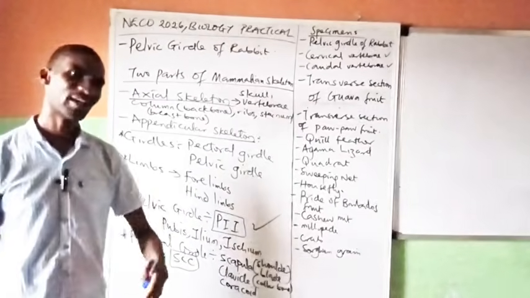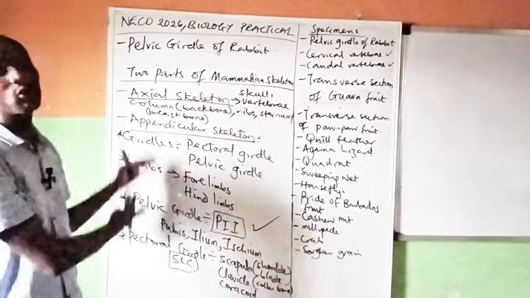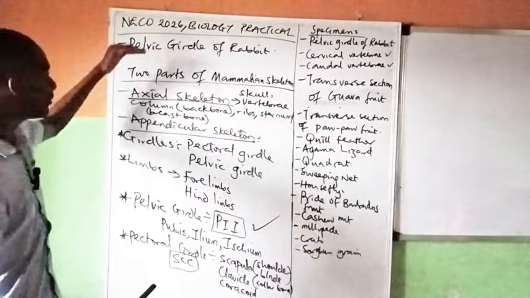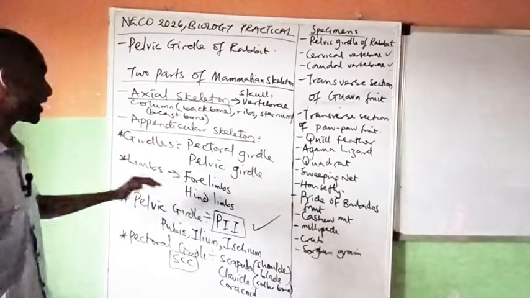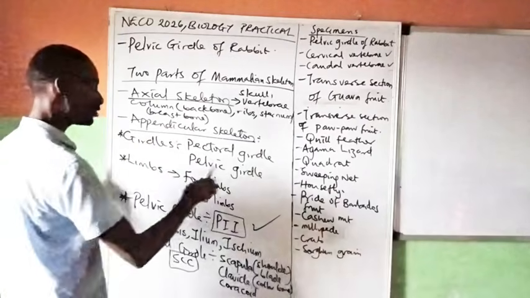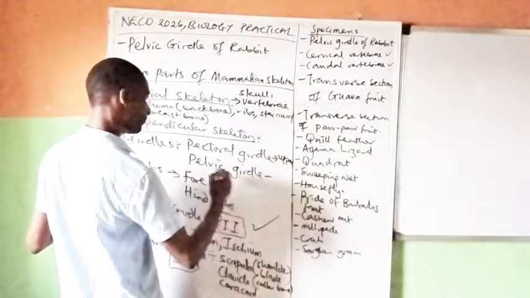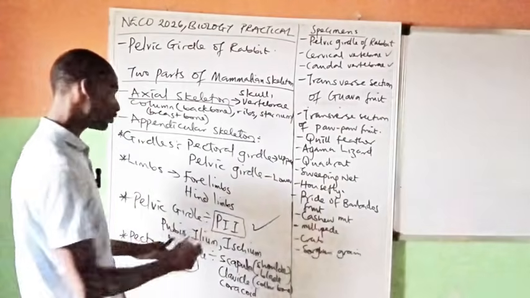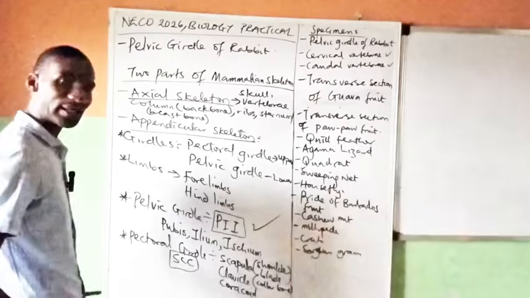But when you enter for your essay and your objective, they could ask you other questions on this skeletal system. So take note again, the girdles form part of the appendicular skeleton, and the appendicular skeleton is made of the girdles and the limbs. The girdles are the pectoral girdle, which is the upper limb girdle, and the pelvic girdle, which is the lower limb girdle. Then you have the forelimbs, which are the hands, and the hind limbs, which are the legs.